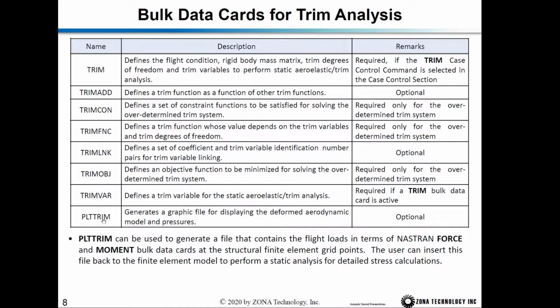Finally, you have the PLOTTRIM card. You can use the PLOTTRIM card to generate a graphic file for displaying the deformed aerodynamic model under the trim loads. Or you can ask the PLOTTRIM card to generate a file that contains the flight loads in terms of NASTRAN force and moment Bulk Data cards at the structural finite element grid points, the GSET. So the user can insert this file back into the finite element model to perform a static aeroelastic analysis.